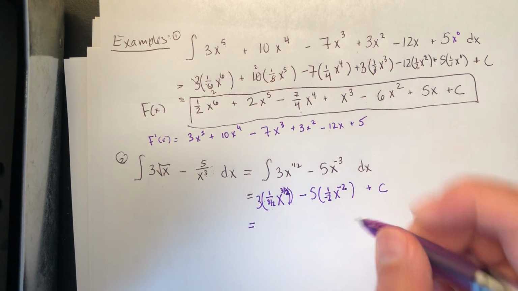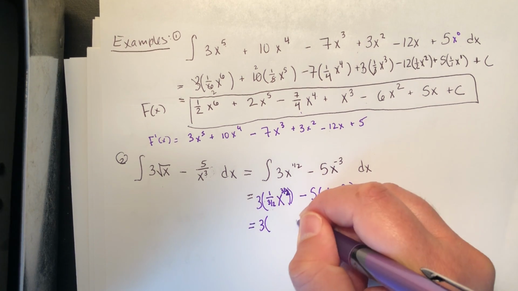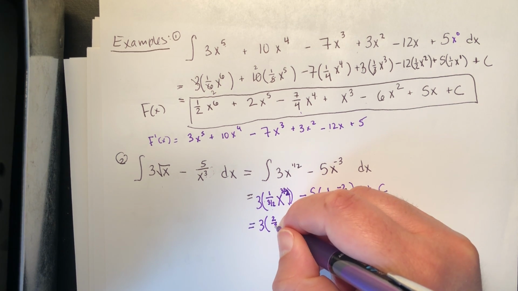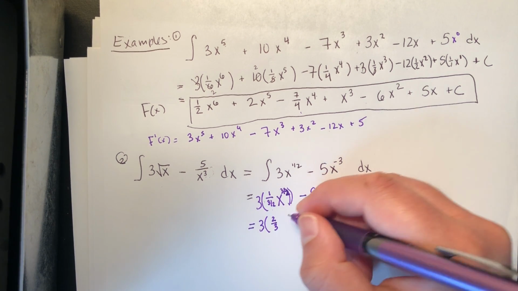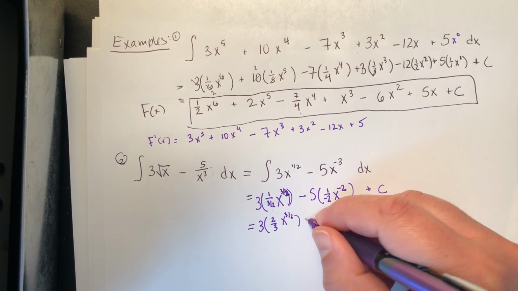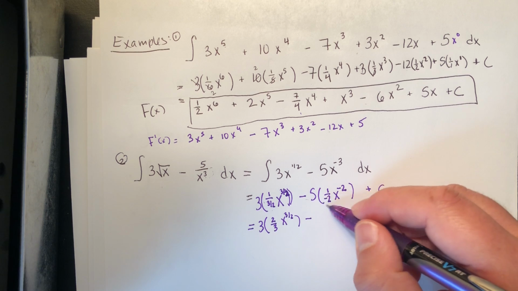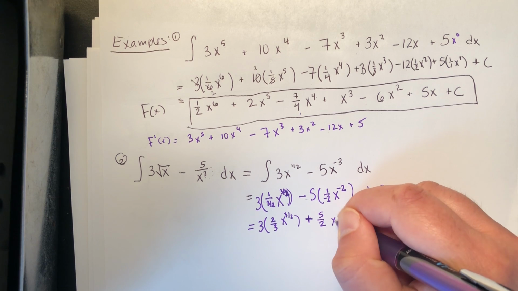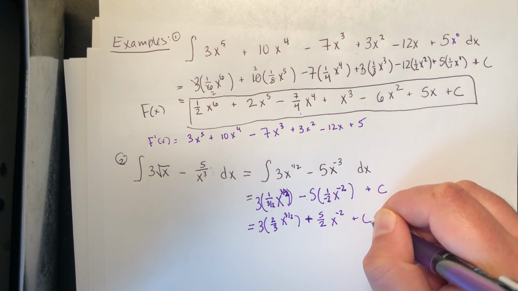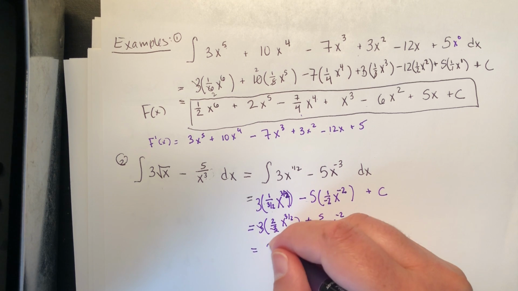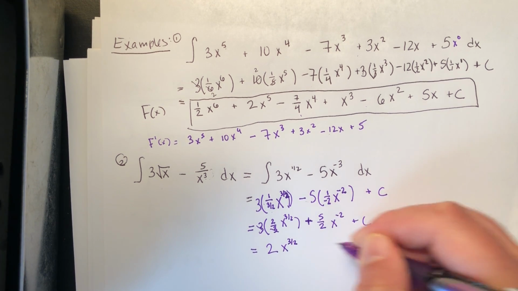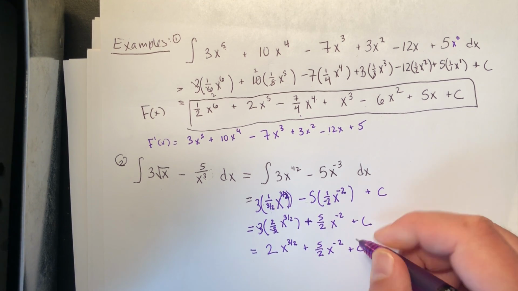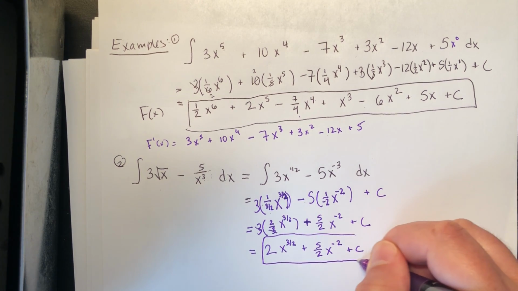Now rewriting this, keep in mind that 1 over 3/2 is the same as 2 over 3. We can just take the bottom and flip it. We have 2 over 3, x to the 3/2 power, minus -5 times a -2 is actually going to give you a positive coefficient here, 5 over 2, x to the -2 power, plus a c. And now I can simplify this just a little bit more to get 2 x to the 3/2 power plus 5/2 x to the -2 plus c. That's going to be my antiderivative.